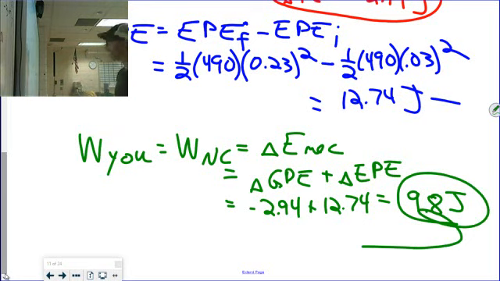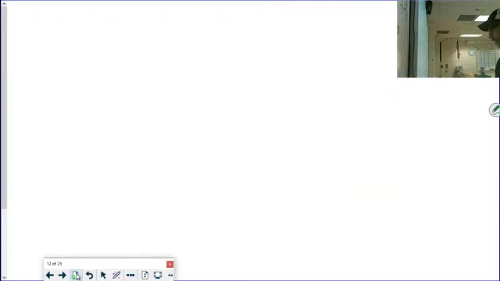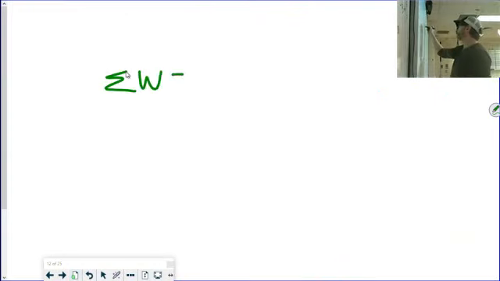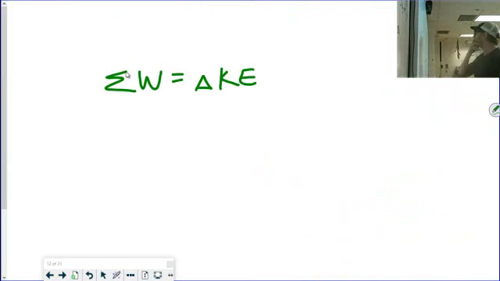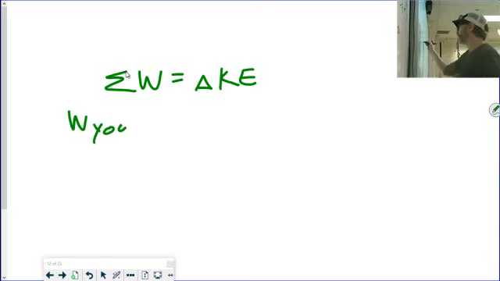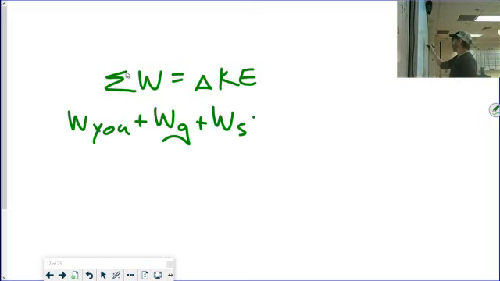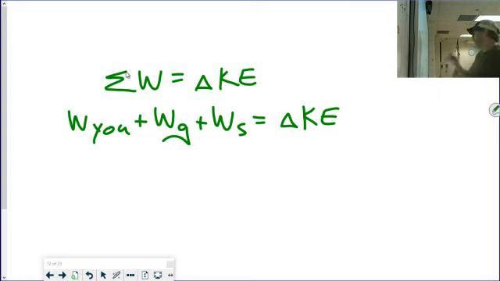Now, a quick side note. We could have solved this by using the net work, right? So net work is our change in kinetic energy, right? That means the work done by you plus the work done by gravity plus the work done by the spring is the change in kinetic energy. But watch what happens. If you do this, it ends up being the exact same thing we just did, right?